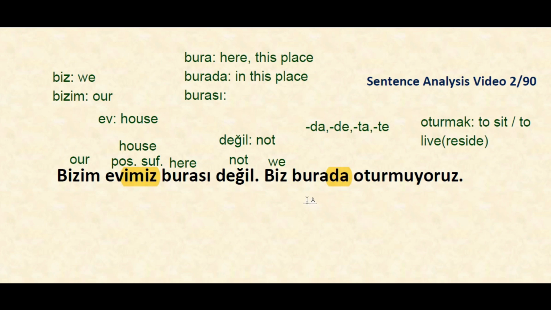So when you say biz burada oturmuyoruz, this burada was standing for this house, right? Because it was pointing at a house and saying our house is not this, is not here. So biz burada, so we in this place, in this house, oturmuyoruz. Oturmak is the verb stem here, the otur part, and we also see another suffix after that, this mu, and we see yor, and we see uz.